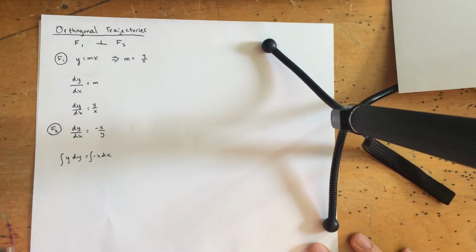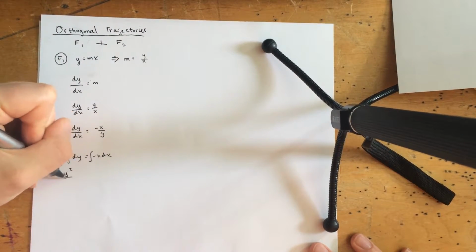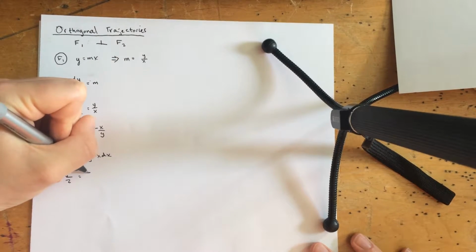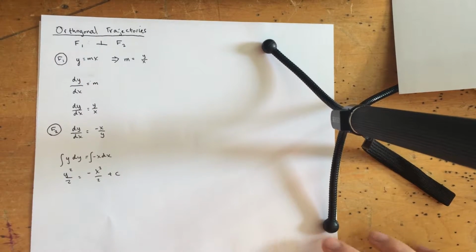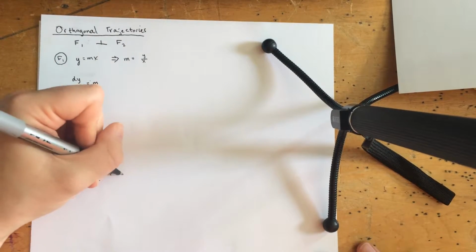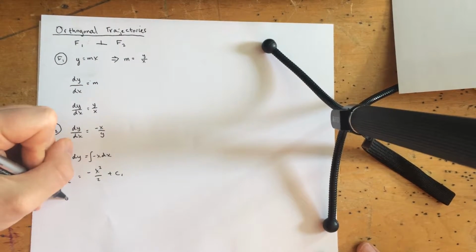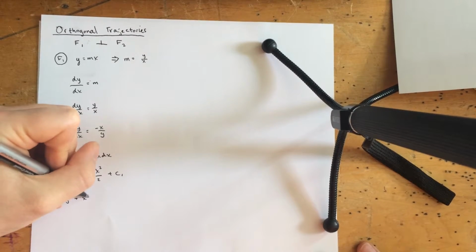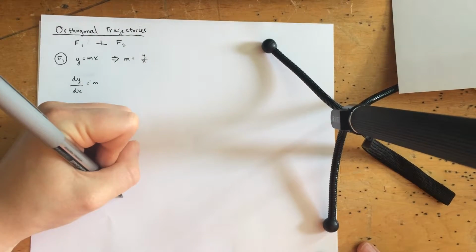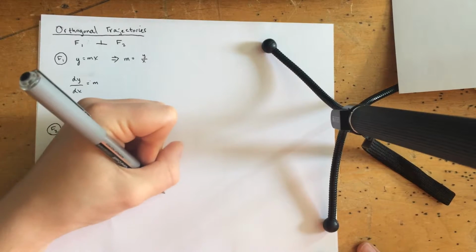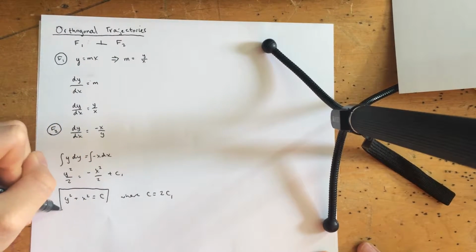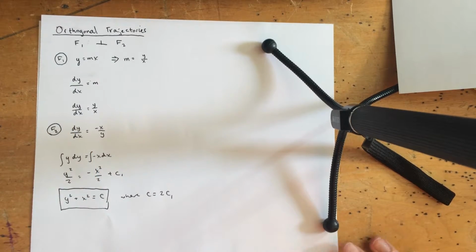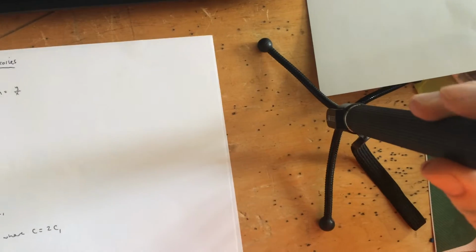Integrating both sides with respect to x, we get y squared over 2 equals negative x squared over 2 plus c. And bringing them to the same side and multiplying by c1, we're going to get y squared plus x squared equals c, where c equals 2c1. Now that's a pretty basic example. I'm going to go on to do an example from the end of the lecture where there's a bunch of example problems.